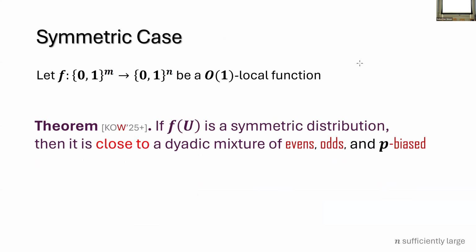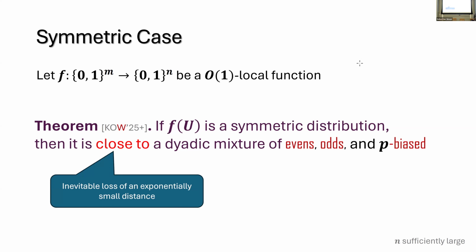The second open problem is about dropping this uniformity constraint, talking about the symmetric case. So this is a result we prove. Assume FU is exactly a symmetric distribution that can be generated with constant locality. Then FU is close to a dyadic mixture of evens, odds, and p-biased. And this closeness is an inevitable loss, with an exponentially small distance. So even though the assumption is exact, like there is no total variation error at all, the classification result we get is not exact.